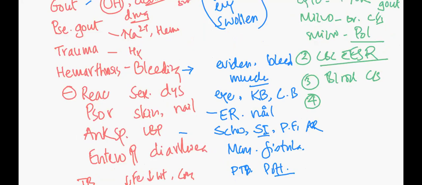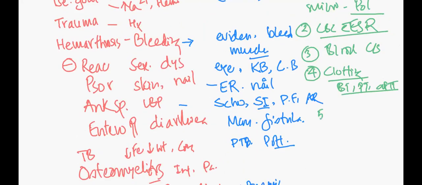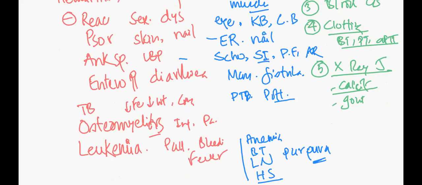osteomyelitis also. We can do a clotting screen such as BT, PT, and APTT, which will be abnormal in patients with bleeding disorders such as hemophilia and von Willebrand disease. Next, we can do an X-ray of the joint. And this might show features of septic arthritis and other features, such as in case of pseudogout, it will show calcification of the cartilage. In case of gout, it might show a punched out lesion, or in case of septic arthritis, there can be joint destruction, especially in advanced septic arthritis.